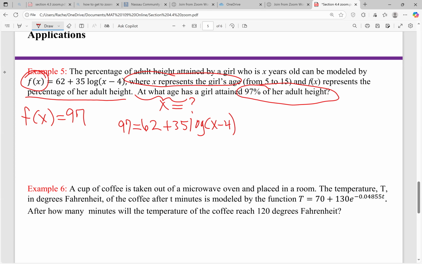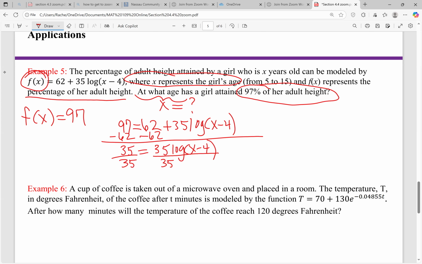So let's subtract 62 from both sides. So we're going to get 35 equals 35 times the log of x minus 4. And remember, we're trying to isolate the log expression. So we want to get log x minus 4 by itself. So let's divide by 35.